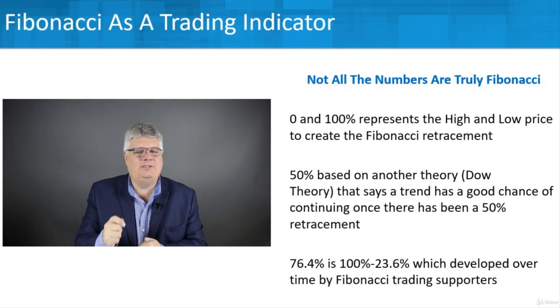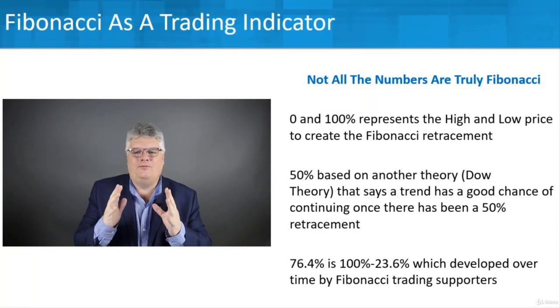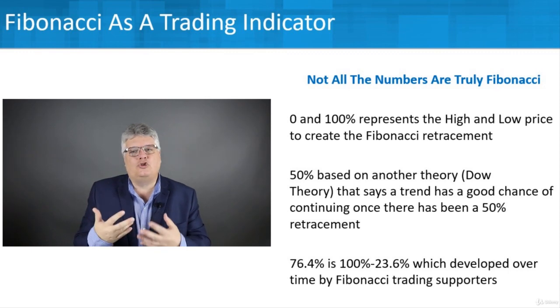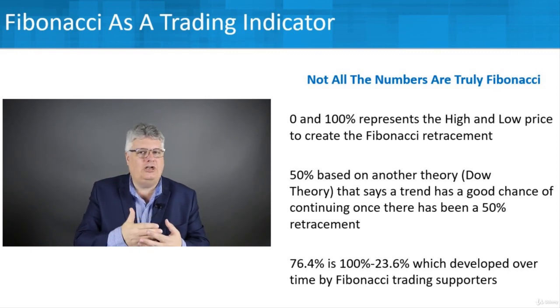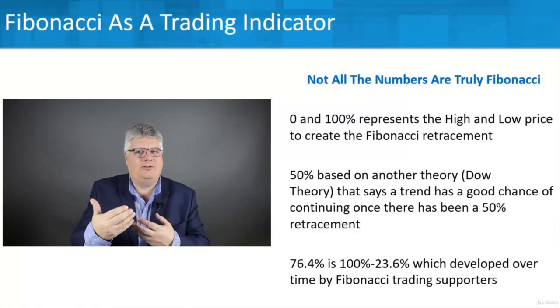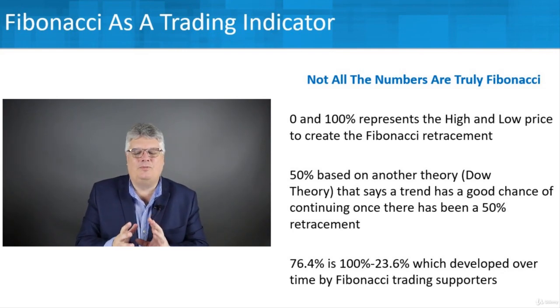50% you sometimes see in there, sometimes it's out of there, depending on your trading platform. But 50% is based on another theory, actually, it's a Dow theory, that says a trend has a good chance of continuing once there has been at least a 50% retracement. If it turns around at 50%, you can see that the trend will tend to continue once that retracement of 50% has happened. So that's where you see the 50%. I'll talk about that more in a second here.